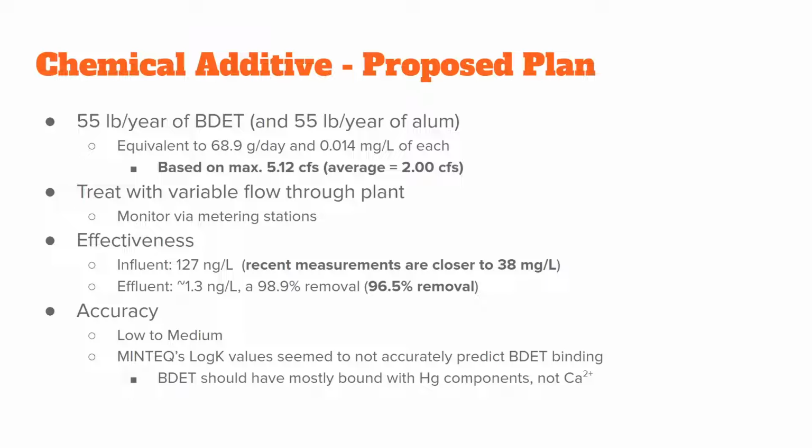We also, for this simulation, used an influent concentration of 127 nanograms per liter, which were some of the older, I want to say 2001, 2002 values that were measured in the mine drainage site, when Team 1, as of recently, measured it to be like 38. That should be nanograms per liter. That's a typo there, which suggests that maybe the mercury concentrations in the mine over the last 20 years have decreased.